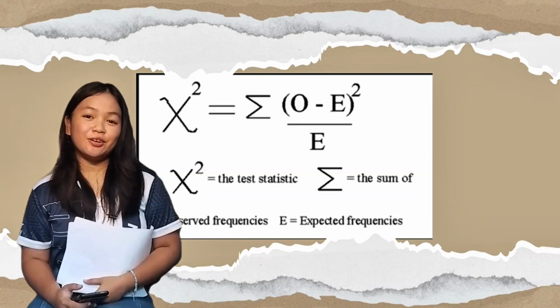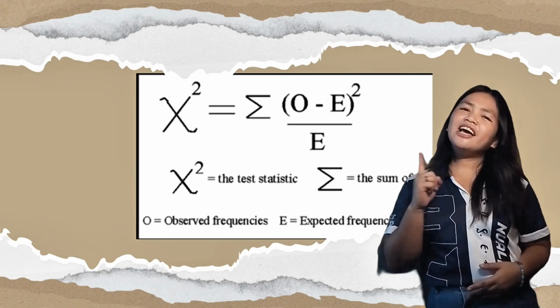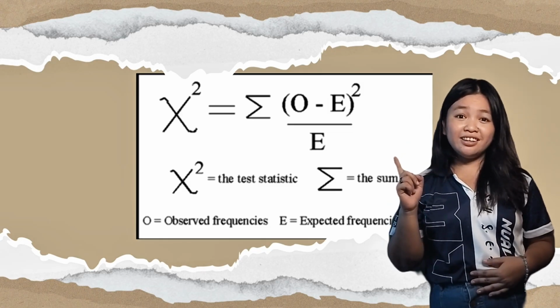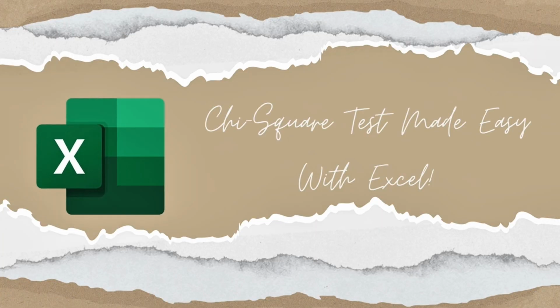So the formula goes like this. Observed value minus expected value squared divided by expected value. But let's be real, doing this manually? Oh come on, it's super time consuming. So, let's make it faster and smarter using Microsoft Excel.